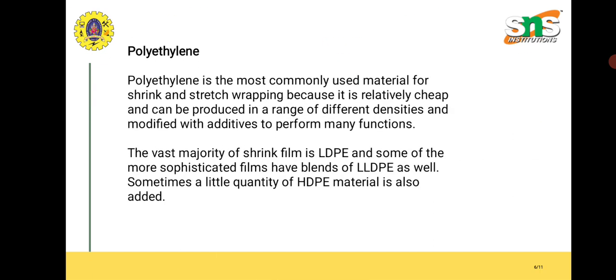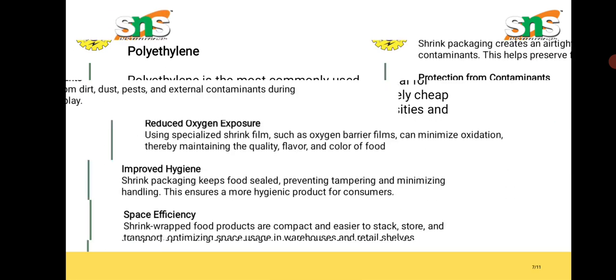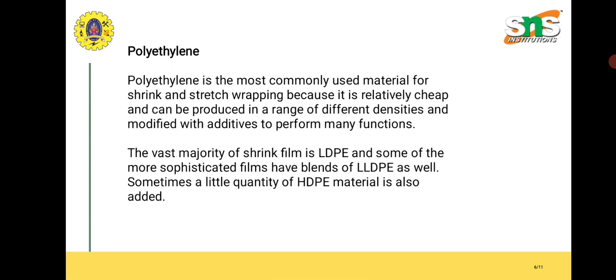Polyethylene. Polyethylene is the most commonly used material for shrink and stretch wrapping because it is relatively cheap and can be produced in a range of different densities and modified with additives to perform many functions. The vast majority of shrink film is LDPE, and some of the more specialized films have blends of LDPE as well. Sometimes a small quantity of HDPE material is also added.